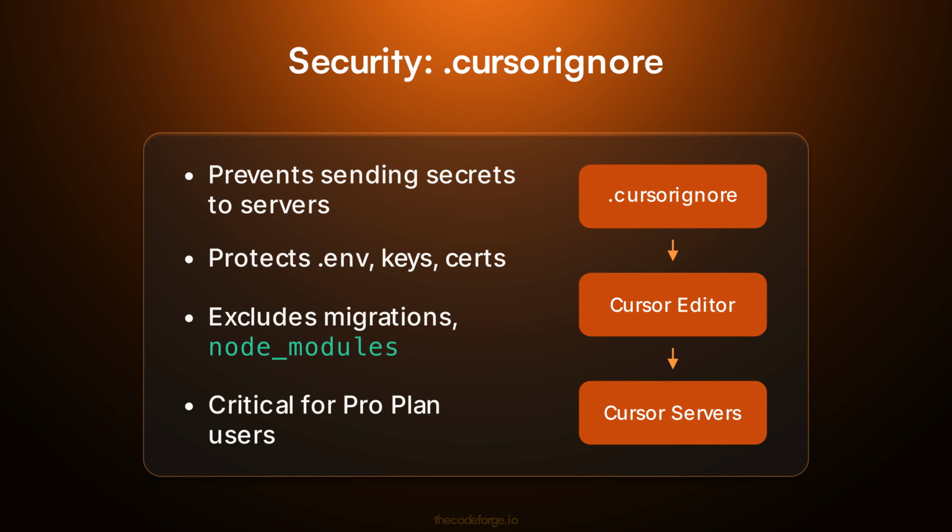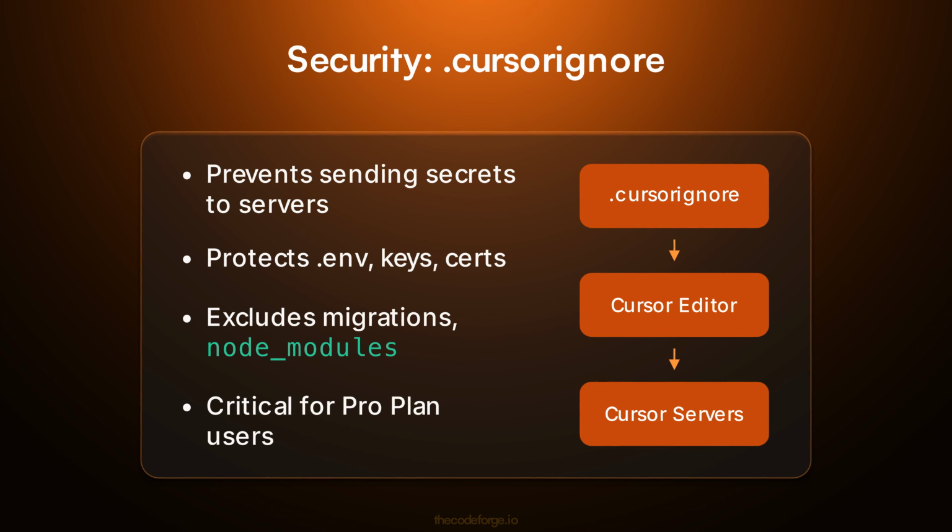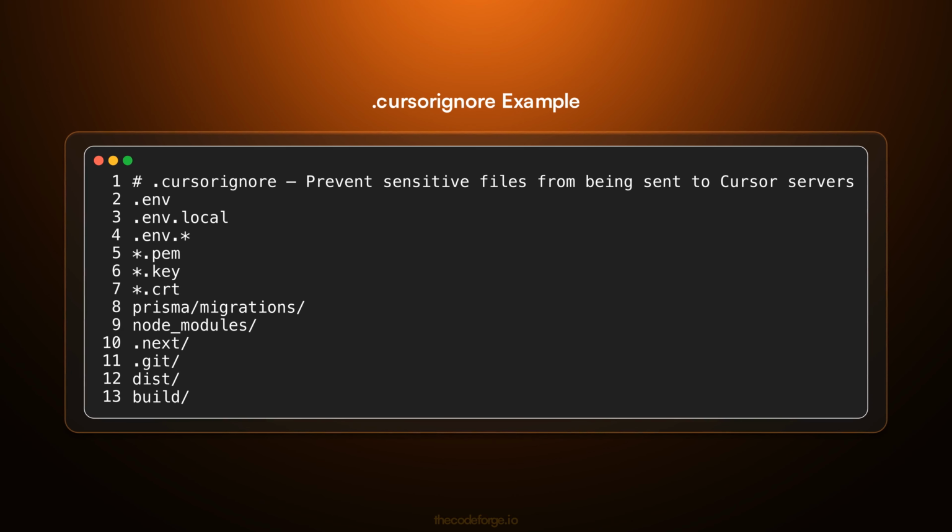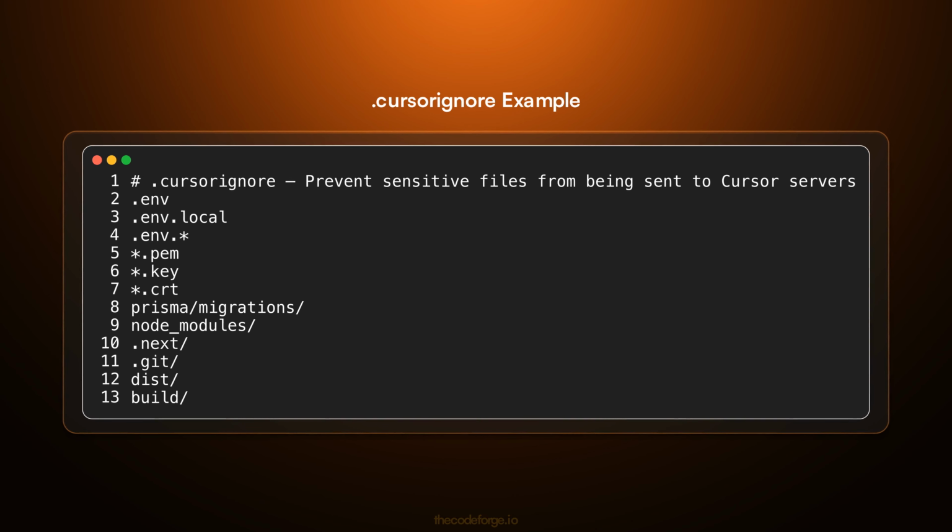The Pro plan sends your code to Cursor's servers. Protect secrets and large files with cursorignore. Place this file in your project root before using Cursor on production code bases. Here's a standard cursorignore file. It excludes environment files, private keys, certificates, migration history, and build artifacts.